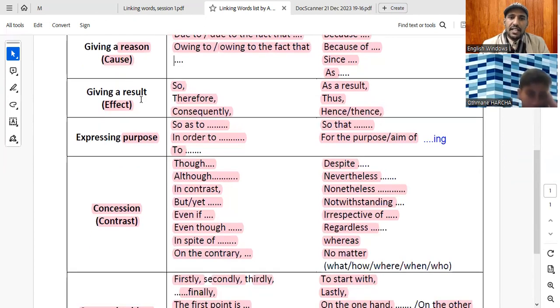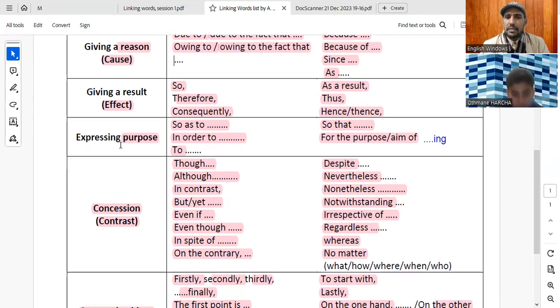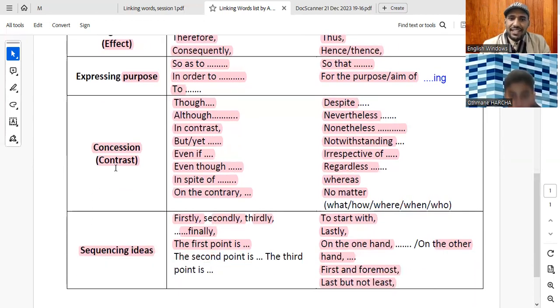Giving a result, or expressing an effect, we could say so, therefore, consequently, as a result, and so on. Hence, thence, to express deduction. Or expressing purpose: so as to, in order to, just to, so that, for the purpose, or for the aim of. Or concession, and sometimes contrast. Concession like though, although, even if, even though, in spite of, regardless, irrespective of, despite or nevertheless. These are linking words to express concession.